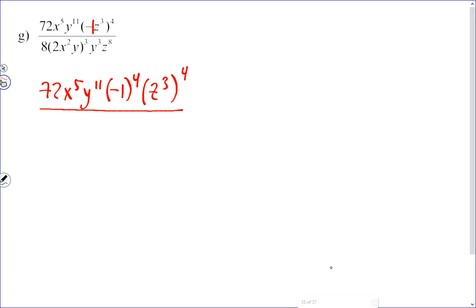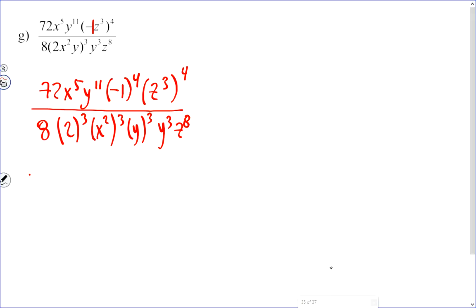On the bottom, I have 8. I have 2 cubed, x squared cubed, and y cubed, and another y cubed, and a z to the 8. So just pause your thought process here and take a look at everything and make sure you know how I'm getting each of those almost dozen items and writing them down. I'm applying that exponent of 4 on the top to the negative 1 and the z cubed. I'm applying the exponent of 3 on the bottom to the 2, the x squared, and the y, and everything else is just written there.